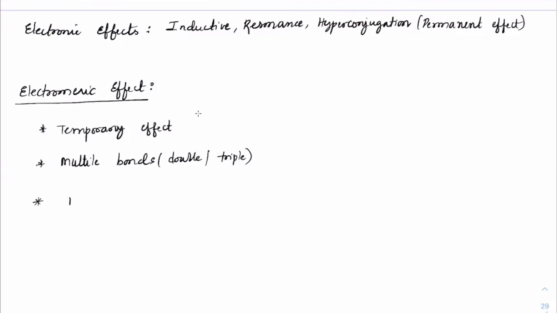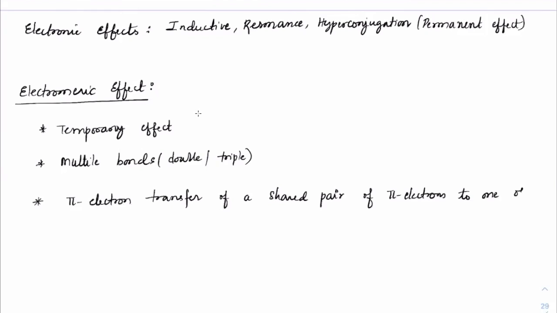So basically it is defined as a pi electron transfer of a shared pair of pi electrons to one of the atoms joined by multiple bonds, on demand of the attacking reagent.